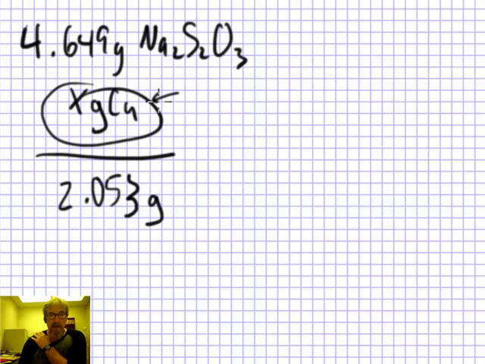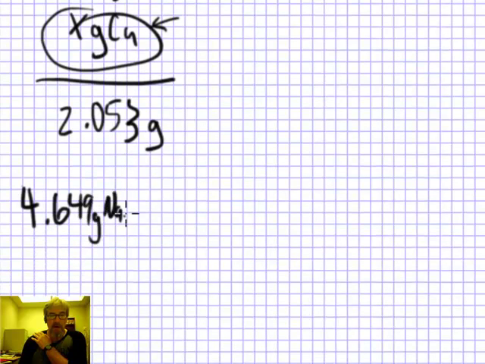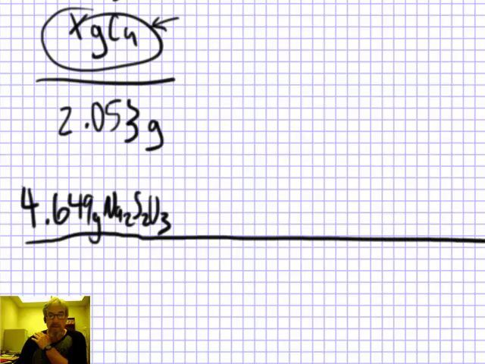I got to find that. It's essentially a stoichiometry problem. So I'll start out by writing down 4.649 grams Na2S2O3. That's my starting point. What's my ending point? Well, at some point here, I want to get to grams of copper. That's my objective in the end. Well, I can't do any stoichiometry without using moles. So I've got to convert this to moles. I'll use the molar mass of this substance. 158.109 grams per mole is what it works out to.